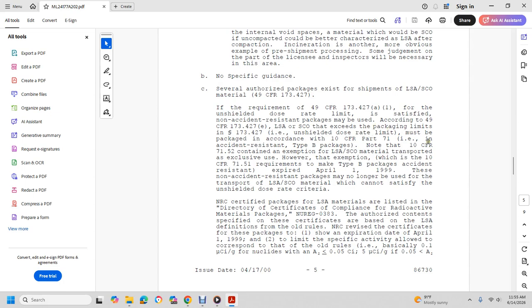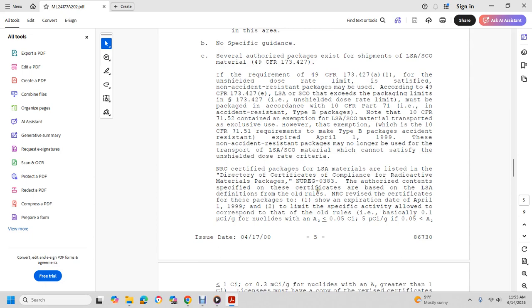According to Title 10 CFR Part 71, an accident resistant Type B package is required. Note that Title 10 CFR 71.52 provides an exemption for LSA and surface contaminated object material transported exclusive use. The exemption under Title 10 CFR 71.51, the requirement of an accident resistant Type B package, expired on April 1st, 1999. These non-accident resistant packages may no longer be used to transport LSA and surface contaminated object material which cannot satisfy the unshielded dose rate criteria.